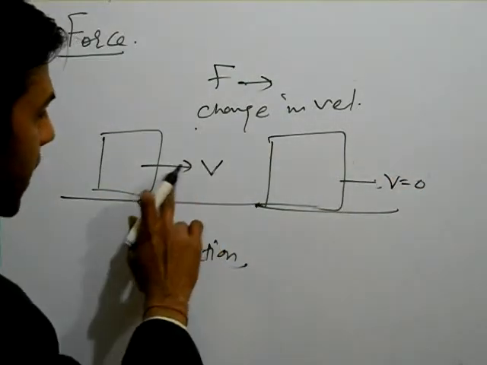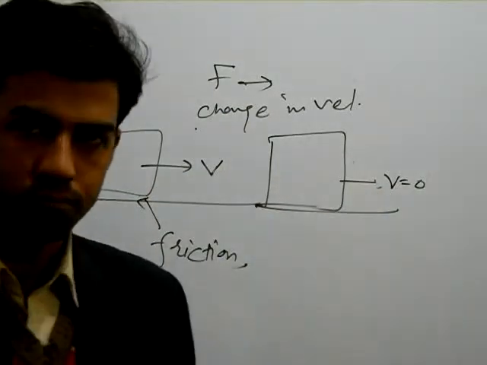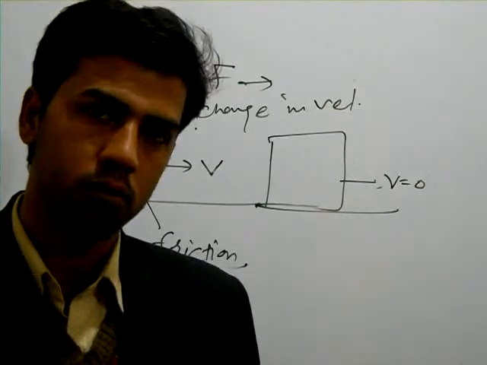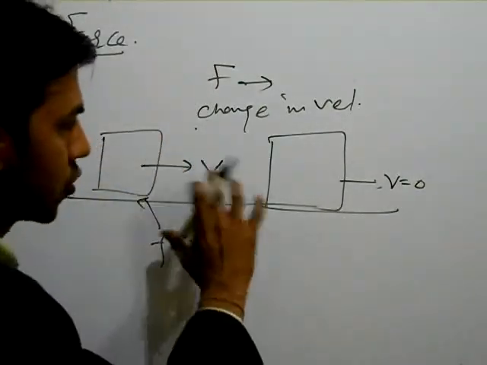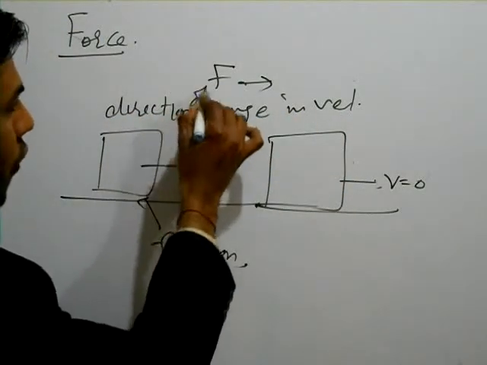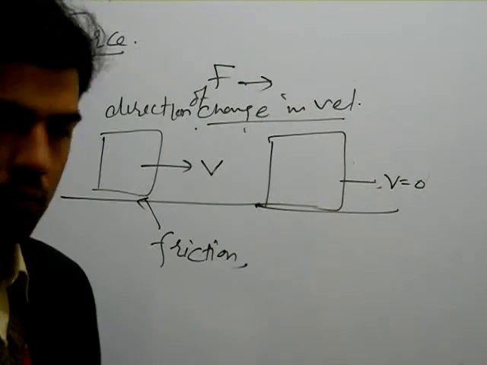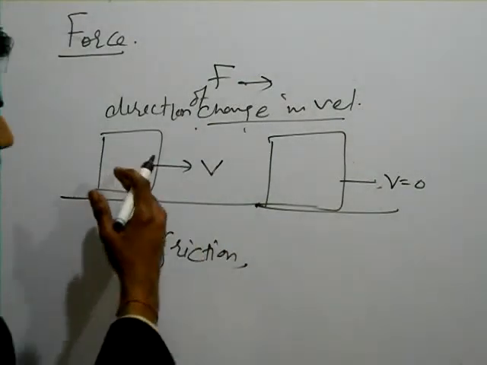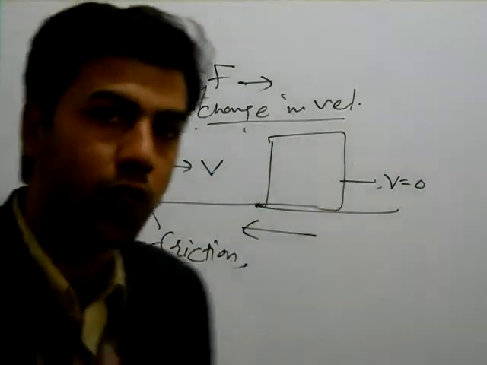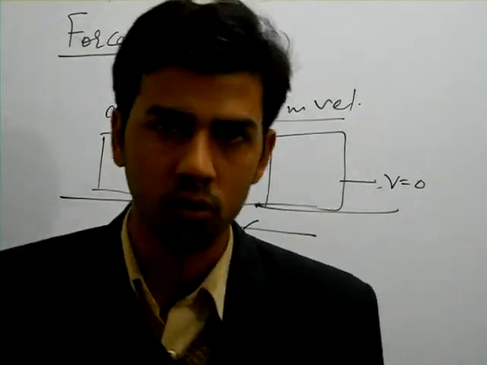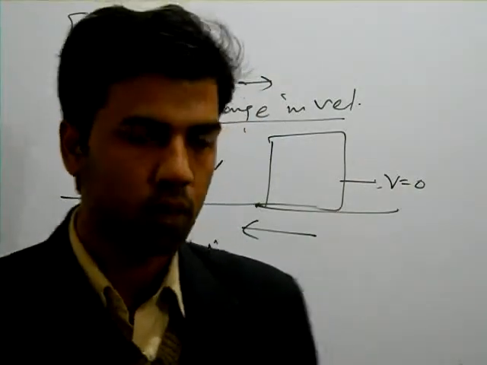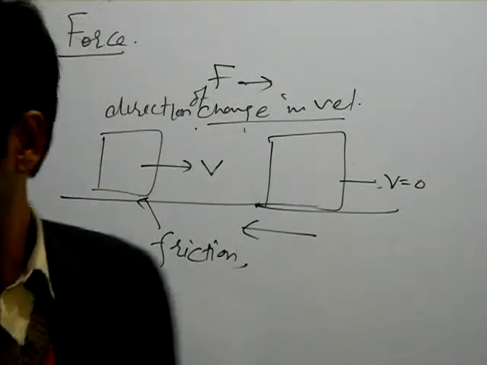If the velocity of the object earlier is v and finally it is 0, in which direction is force acting? So we have to look for the direction of change in velocity. Velocity is changing from v to 0. That means direction of change in velocity is in the backward direction. So the force will be acting in the backward direction also. So this time force direction is in backward direction. Now let us see another case.